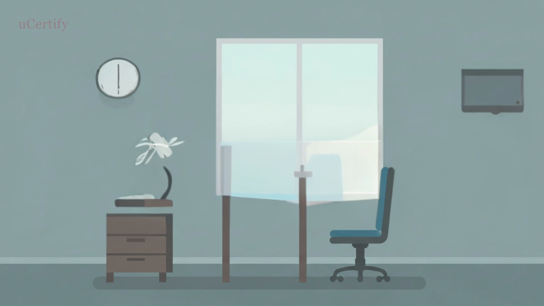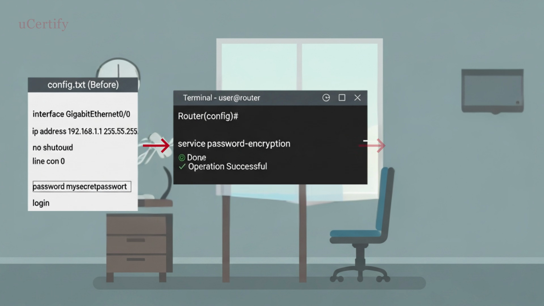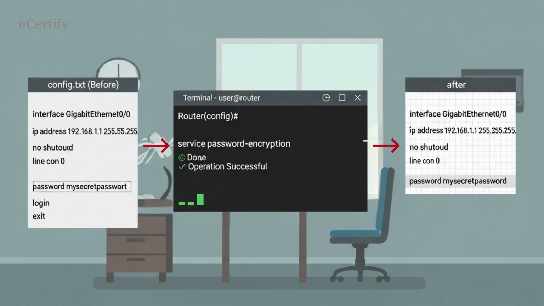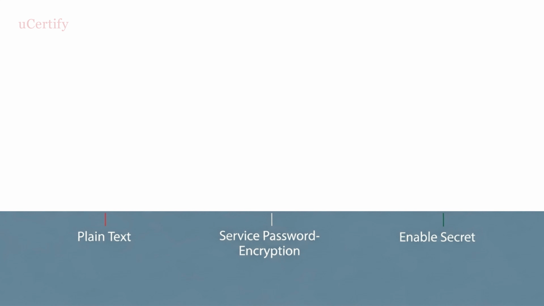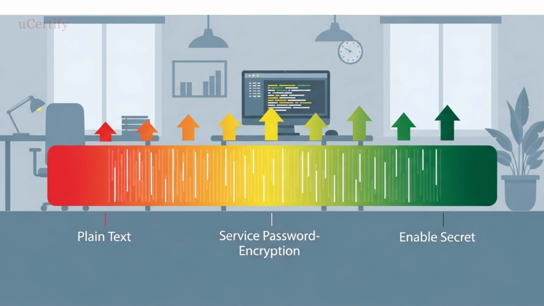Use the service password-encryption command to encrypt existing passwords, adding basic security, less strong than enable secret, but better than plain text. Use enable secret for stronger security. It uses irreversible hashing, MD5 or SHA-256, while service password-encryption is weaker and reversible.